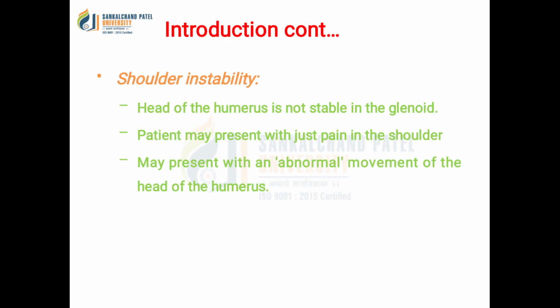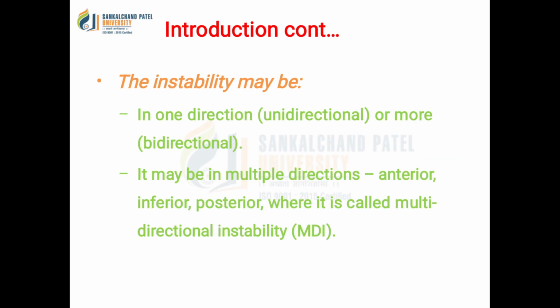So what is shoulder instability? Head of the humerus is not stable in the glenoid. Patient may present with just pain in the shoulder, may present with an abnormal movement of the head of the humerus. The instability may be in one direction, that is unidirectional, or in more direction, that is bidirectional. It may be in multiple directions, that is anterior, inferior or posterior, where it is called multidirectional instability, MDI.